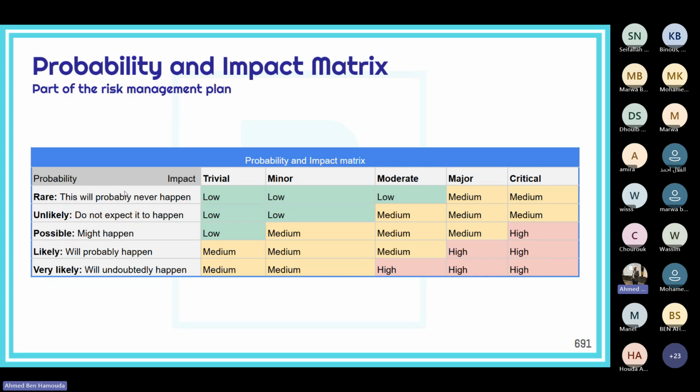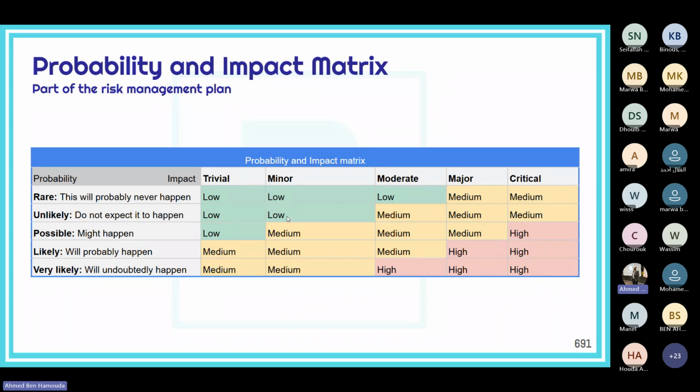Okay, for a rare probability and a minor impact, we're talking about a low risk. For a rare probability and a moderate impact, we're talking again about a low risk. However, a rare probability with major impact, that's a medium risk. Rare probability with a critical impact, that's another medium risk. Okay, so unlikely probability with trivial, that's low. Unlikely probability with minor, that's low. But unlikely probability with moderate, then that's medium. Unlikely probability with major impact, that's medium. And unlikely probability with critical impact, that's again medium.